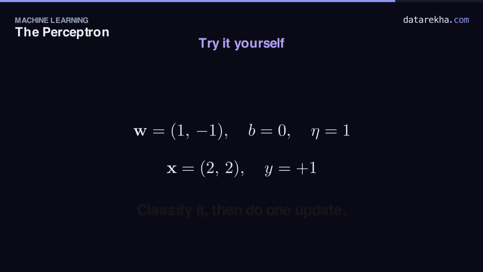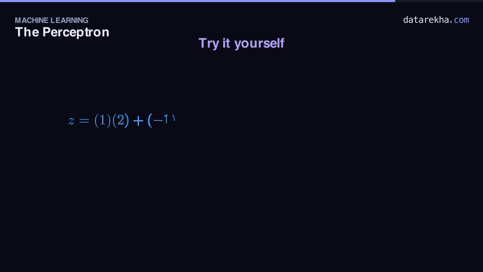Weights 1 and -1. Bias 0. Learning rate 1. Take the point (2, 2), whose true label is positive. Pause the video, classify it, and if it's wrong, do one update by hand. I'll wait. Here's the walkthrough.